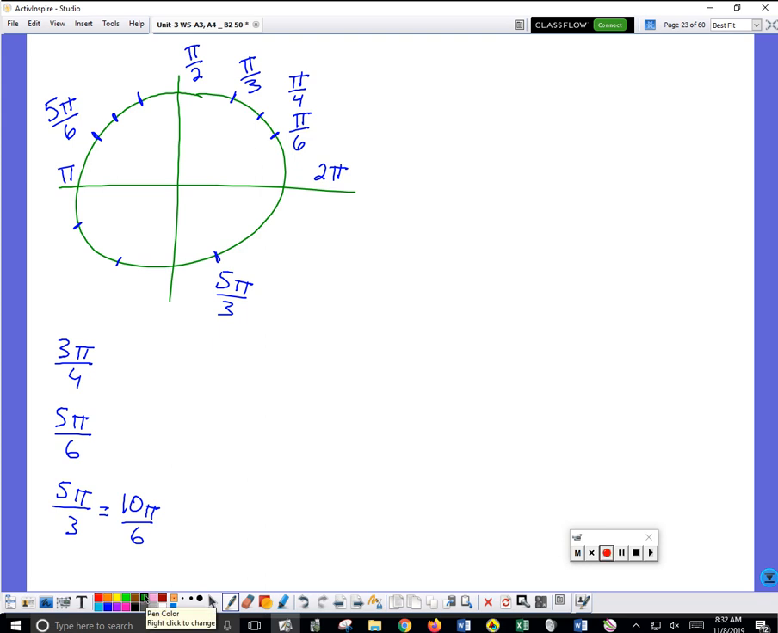Here are the values in order. You have 1. You have the square root of 3 over 2. You have the square root of 2 over 2. And I don't know if you've seen it this way, you have the square root of 1 over 2 and you have 0.